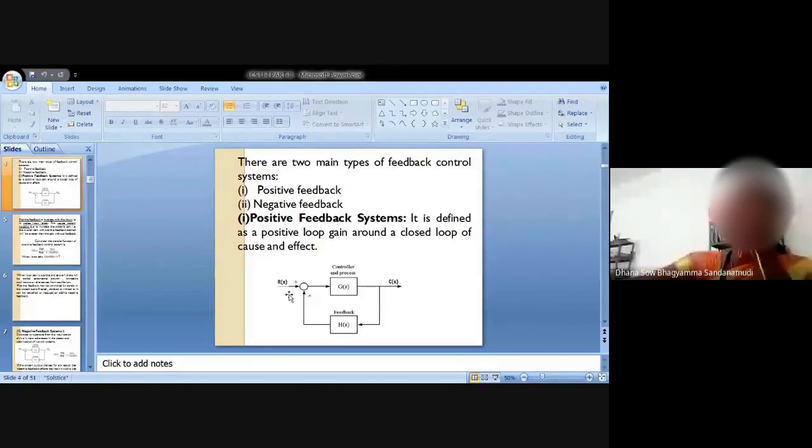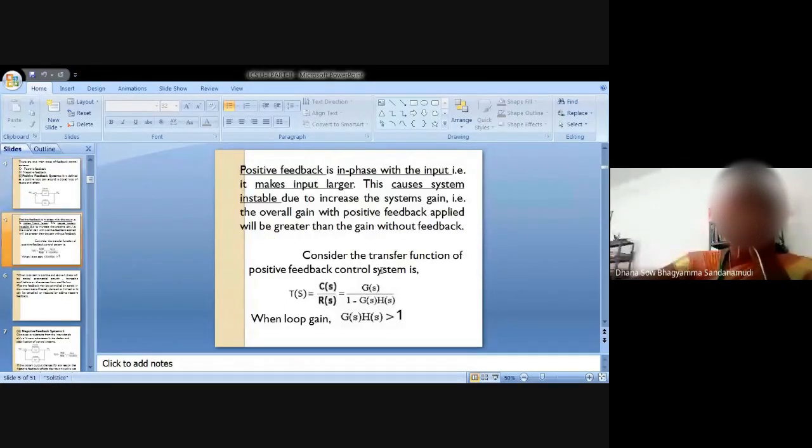So C of S by R of S will be equal to G of S by 1 minus G of S into, okay, plus H of S. H of S is positive here. So I will get C of S by R of S equal to G of S by 1 minus G of S into plus H of S, plus into minus, minus. So I will get G of S by 1 minus G of S, H of S.